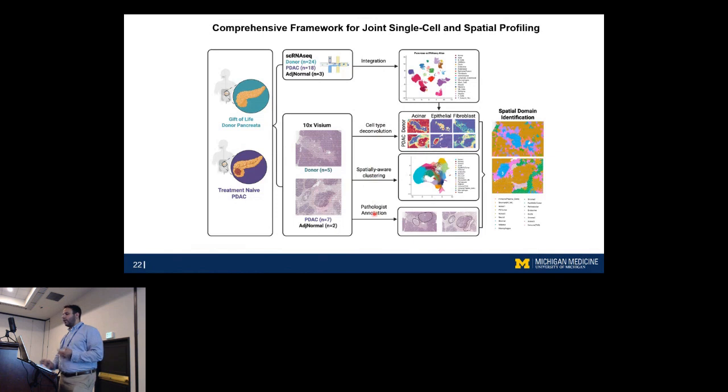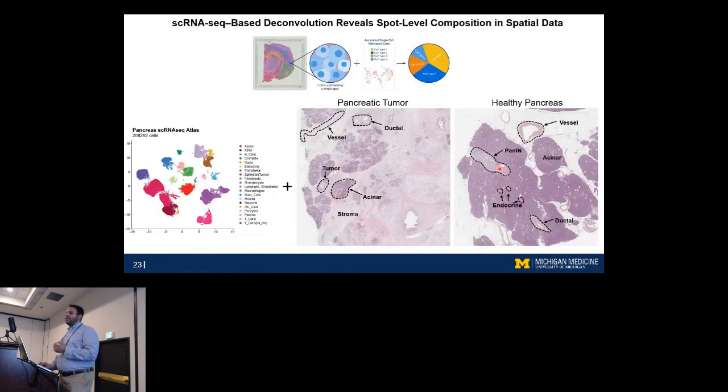Spatially aware clustering, and also we have help from the pathologists in order to better interpret our results. And again, the goal in the end is to characterize the tissue, define different spatial domains, and after that we can start answering our questions.